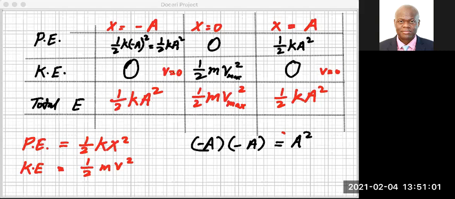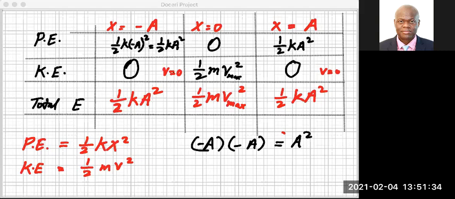The energy at equilibrium is entirely kinetic. The energy at the amplitude is entirely potential. And when you add the sum, the total energy is equal to the maximum kinetic energy, which is also equal to the maximum potential energy. Because at the amplitudes, you have 1/2 ka squared. At equilibrium, you have 1/2 mv max squared.